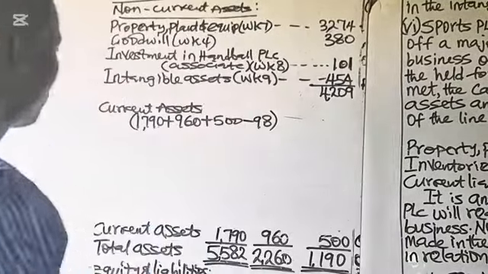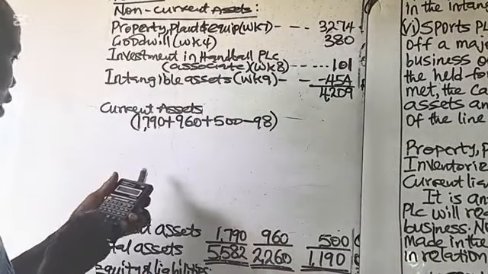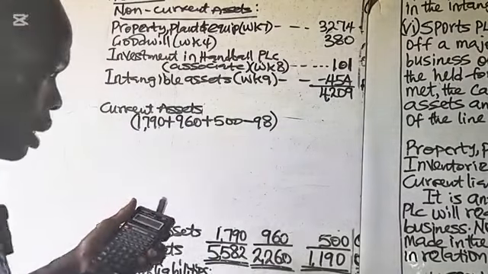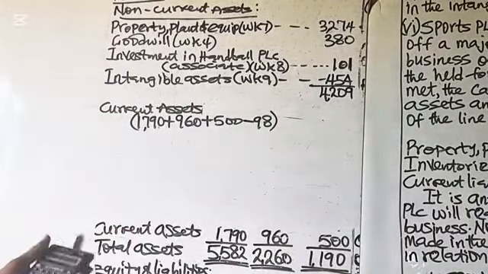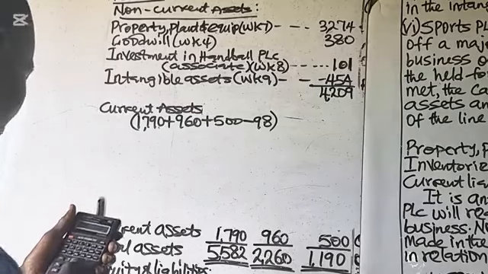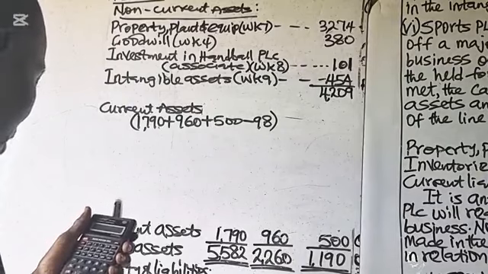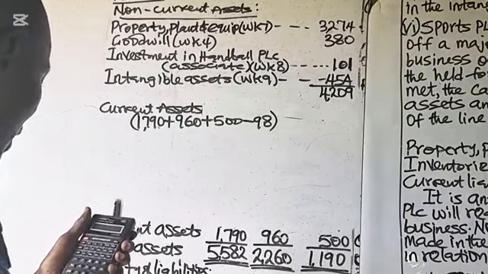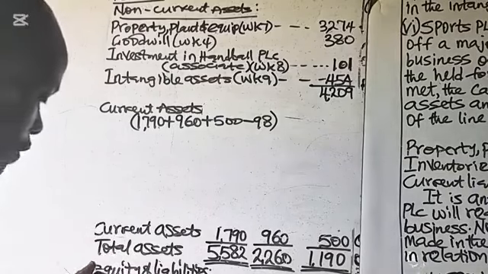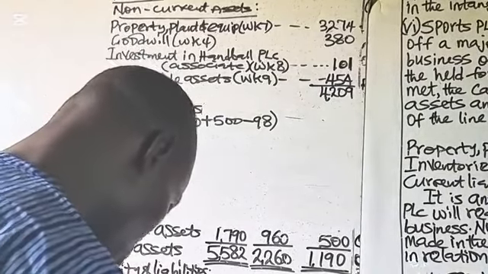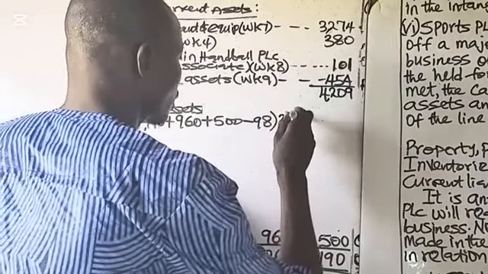So you have 1790 plus 960 plus 500 minus 98. So we have 3152.